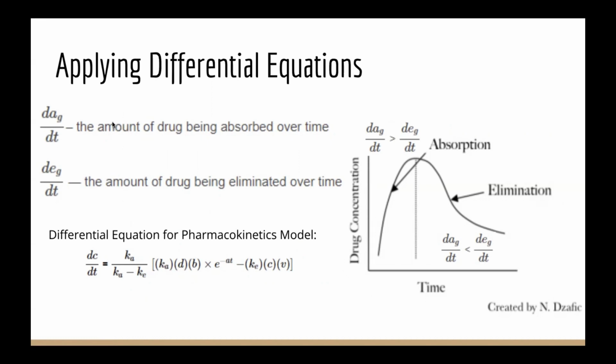To start off, let's define the first one, dA/dt. This represents the derivative of absorption over the derivative of time, and it is going to be equal to the amount of drug being absorbed over a given time. The next one, dE/dt. That represents the amount of drug being eliminated over a given time.